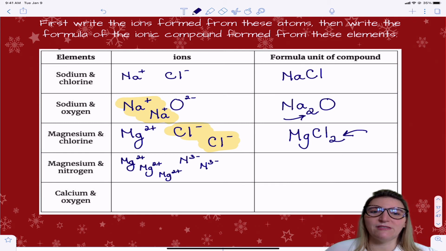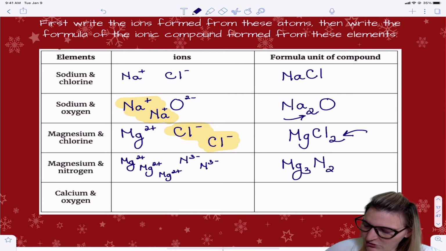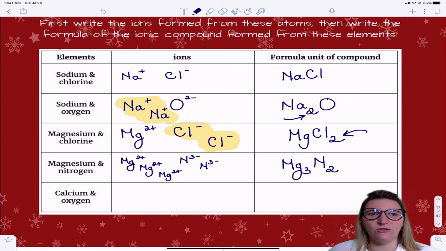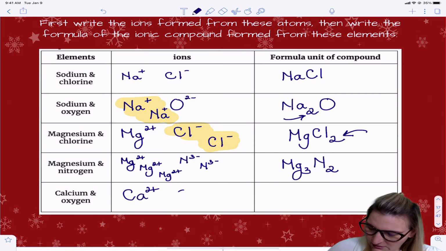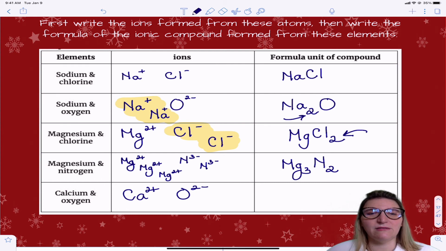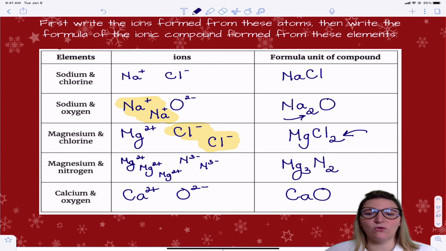So now remember, the subscripts are how many. So how many magnesium did I need? 3. How many nitrogen did I need? 2. Mg3N2. And calcium, 2+, oxygen, 2-. Right there, with just 1 of each, I have a neutral compound.